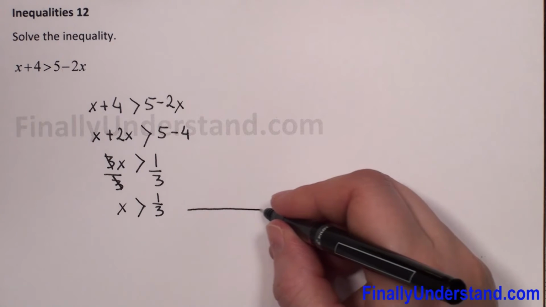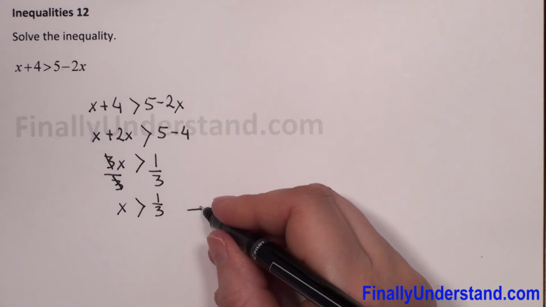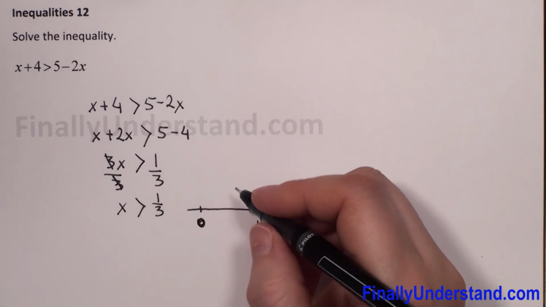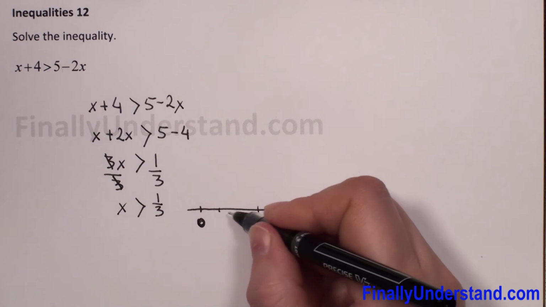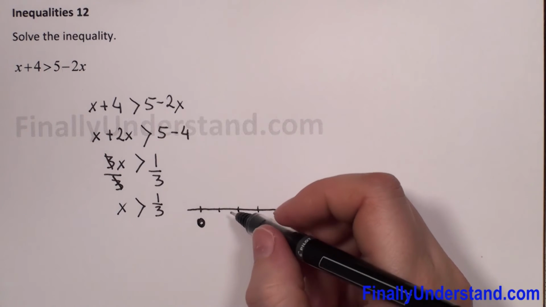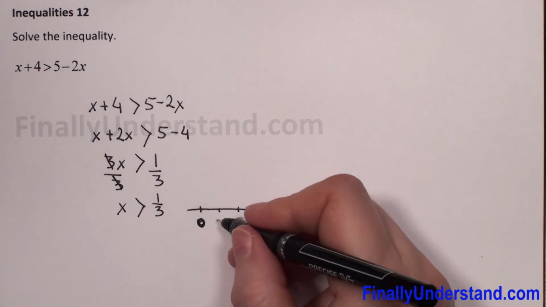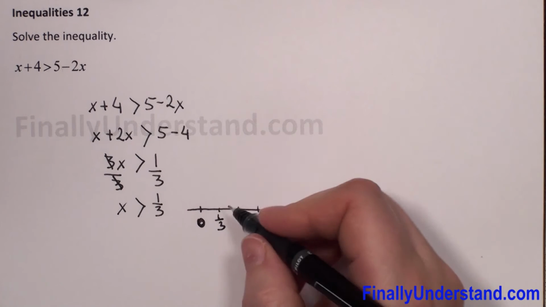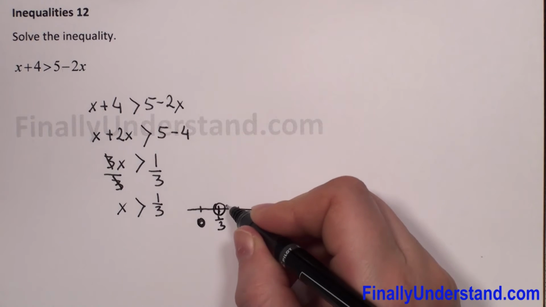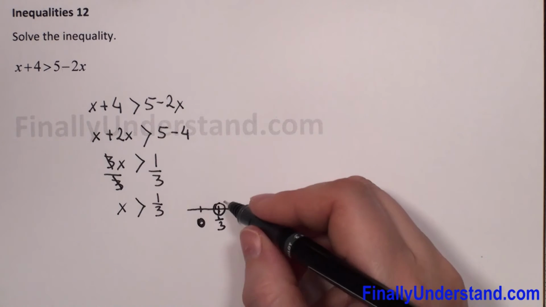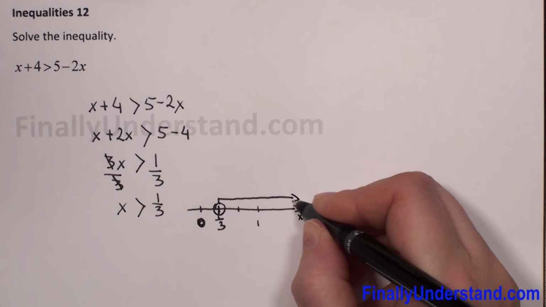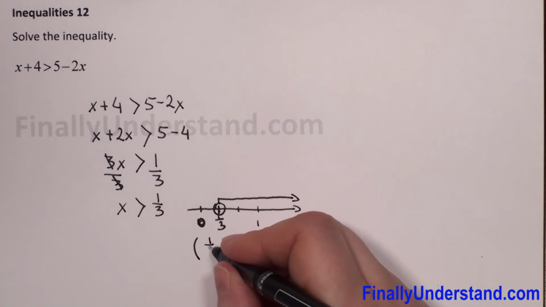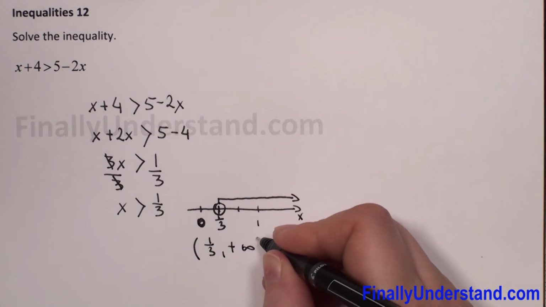Now I can draw a number line x. I have 0, unit 1, and I have to divide this part into 3 equal pieces, and we have 1/3. Because I have the sign greater than, this 1/3 is not included, and I have greater, so it's going to the right side, to positive infinity. So our solution is from 1/3 to positive infinity.